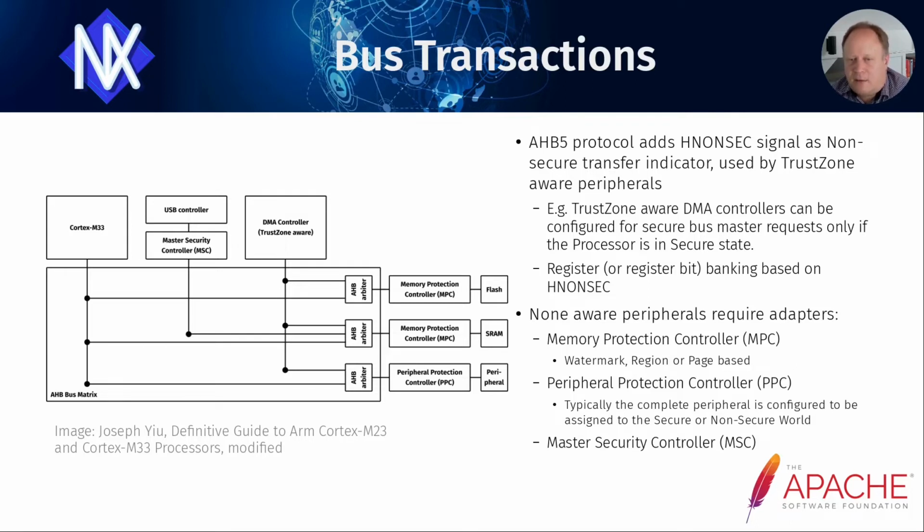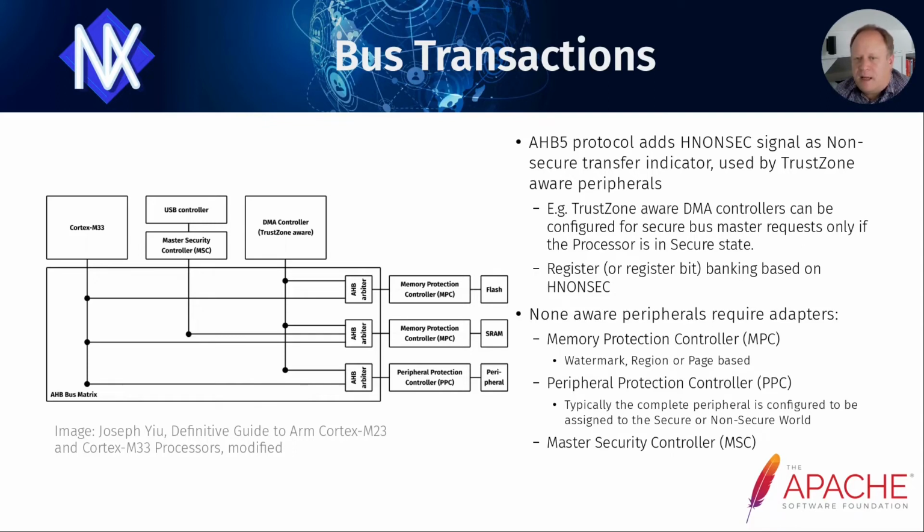Peripherals that are not TrustZone enabled require some adapter logic in order to attach to an AHB5 bus. For memory components such as flash and SRAM, this adapter logic would be provided by a memory protection controller. Simple MPCs are configured via watermark registers. All addresses below the watermark are considered secure, and the ones above are non-secure.